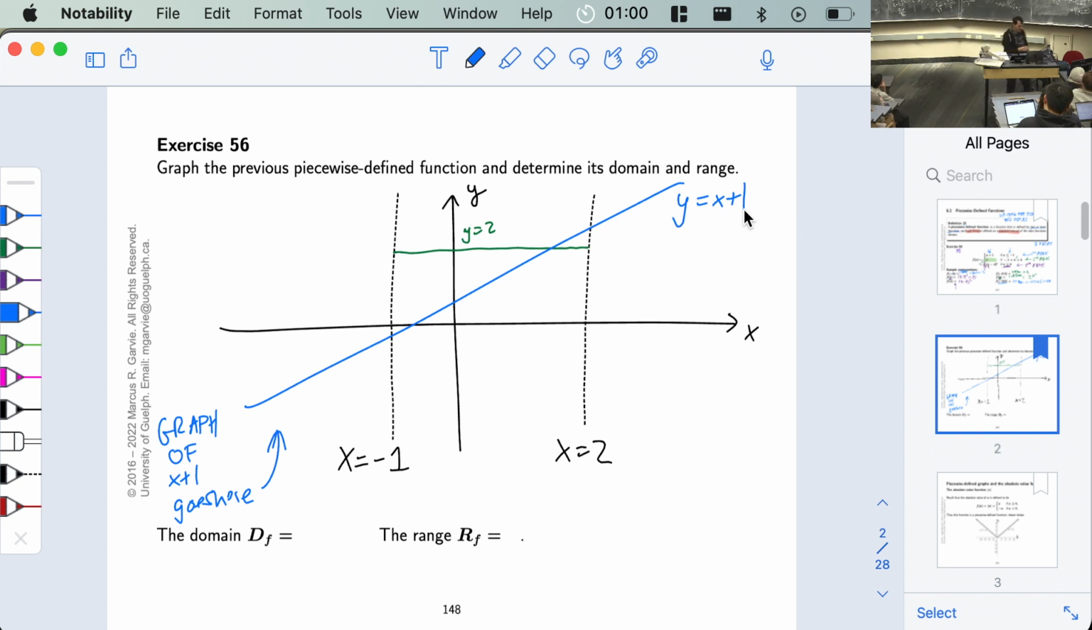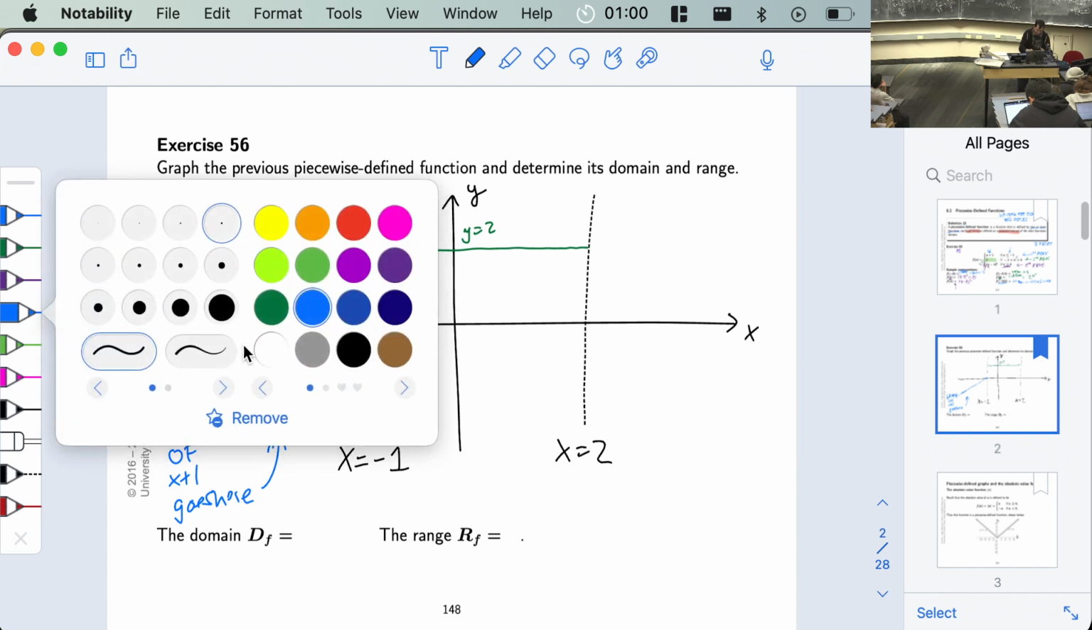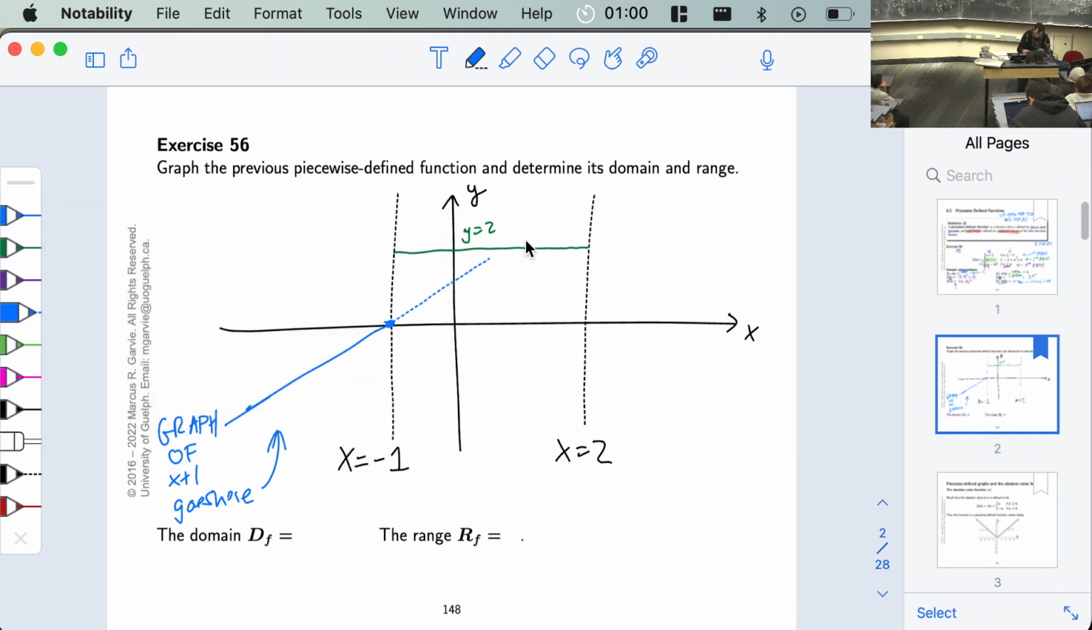So that's why you should not copy it down until I'm done, because we only want this part of the function. So this is the graph of x plus 1. That's what it looks like when x is less than -1. If you were to extend it, right, it would go on forever and ever and ever, like that. But we're not doing that. We're only doing that piece. So that's why it looks like that.